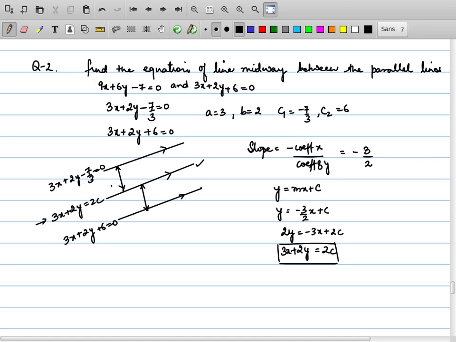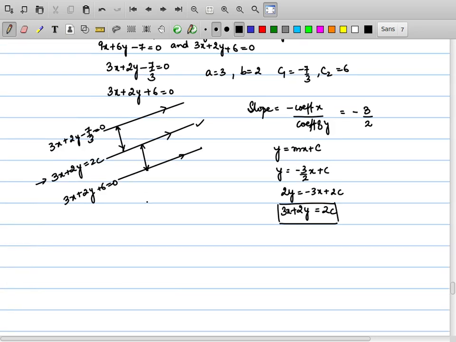That is, the distance between these two lines is same as distance between these two lines, and all these lines are parallel. Therefore what we will use? We will use the distance between parallel lines, but we have to make sure that c is on the same side. C's are on the same side. Therefore we will write this as 3x plus 2y minus 2c equals 0. Now between these two lines, the distance can be found by using c1 minus c2 upon root a square plus b square. What is the distance between these two lines? Minus 7 by 3 minus of minus 2c upon root of 3 square plus 2 square.